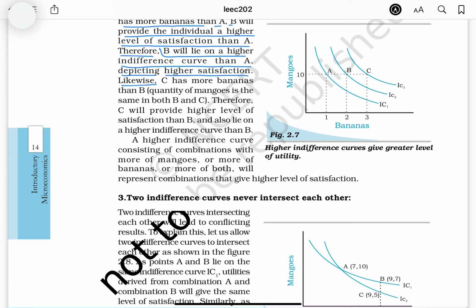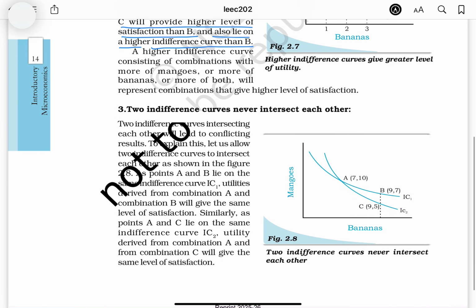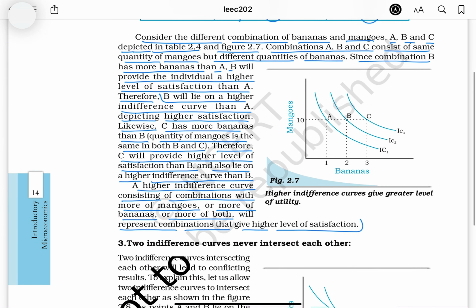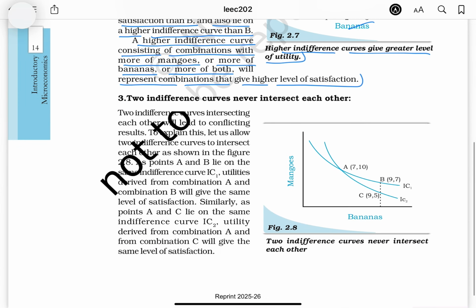Likewise, C has more bananas than B. Quantity of mangoes is the same in both B and C. Therefore, C will provide a higher level of satisfaction than B and also lie on a higher indifference curve than B. A higher indifference curve consisting of combinations with more of mangoes or more of bananas or more of both will represent combinations that give a higher level of satisfaction. यहाँ पे ये आ जाएगा, मैंगोज दिखा रहे हैं, यहाँ पे बनाना। Higher indifference curves give greater level of utility.